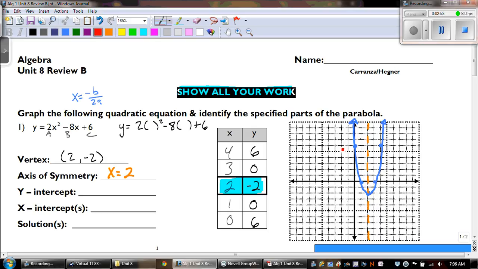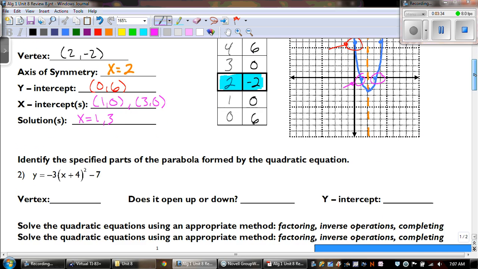Well, the y-intercept is where it crosses the y-axis, and that would be at the point 0, 6. Okay, next we need to find the x-intercepts, and the x-intercepts is where it crosses the x-axis, and when it says intercepts, it's talking about the points, so we have the point 1, 0 and 3, 0. And the solutions are just, hey, it's the intercepts, but it's only the x value. So we would say that x equals 1, comma 3. And there we go.